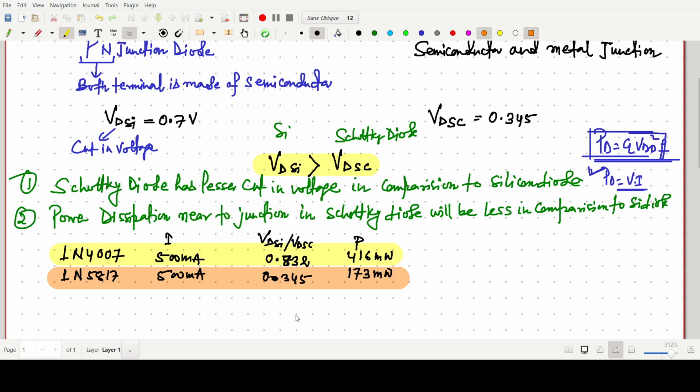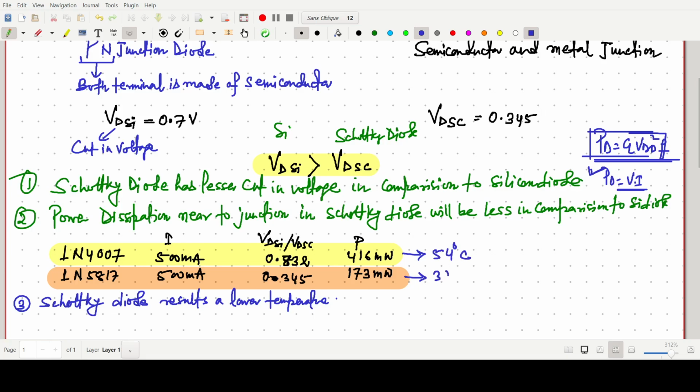One more thing: Schottky diodes result in lower temperature. Schottky diode results in a lower temperature. For example, this one has a temperature of around 54 degrees centigrade and this one 38 degrees centigrade.